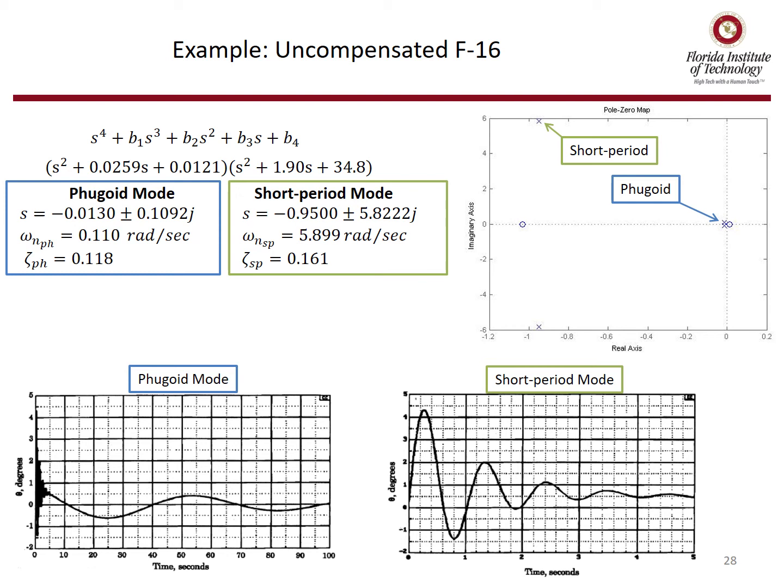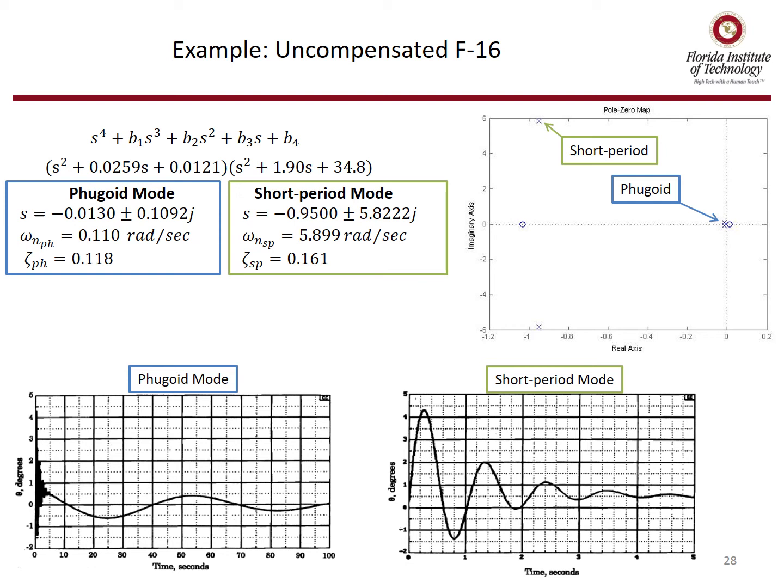The short period mode, again, we can solve using the quadratic formula and know that the values of S are negative 0.95 plus or minus 5.8222 j. The natural frequency is 5.899 radians per second, and the damping ratio is 0.161. We can plot the short period and phugoid modes on the S-plane.